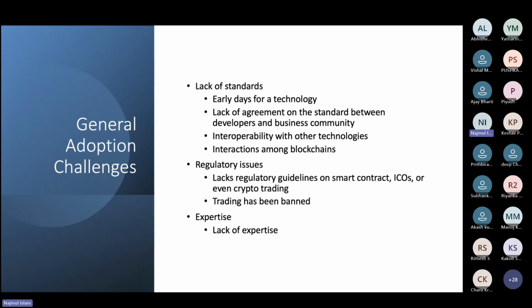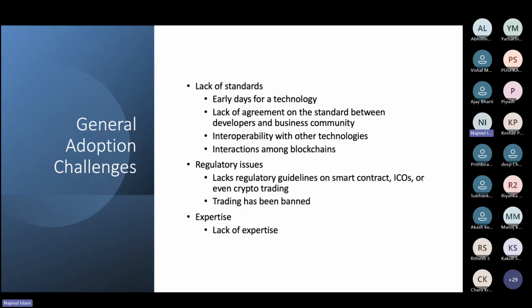One of the major challenges is the lack of standards. However, it is improving, and it has improved a lot nowadays. The technology is still at the beginning, early days. When a technology comes, it takes time to mature. Sometimes it goes through the hype cycle, and then it fades away. Then again it comes back.